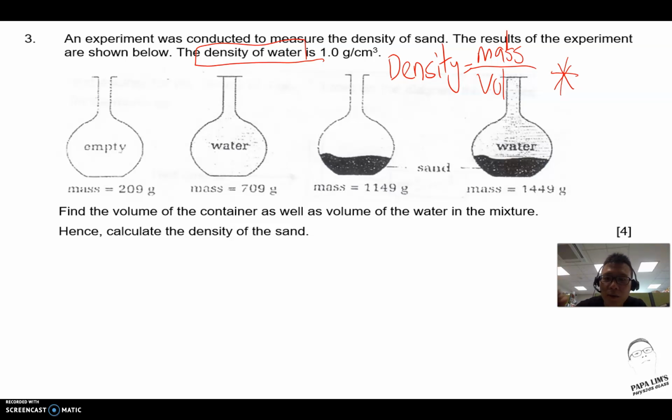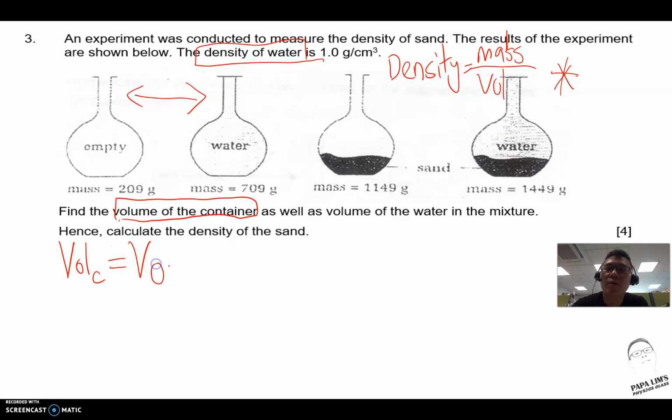Now look at what the question needs us to do. Let's find the volume of the container. The volume of the container will pertain to these two containers. Why? Because the volume of the container is actually equal to the volume of the water. Why? Because water is incompressible, and it takes the shape of the container itself. So the volume of water you have should be the same as the volume of the container.